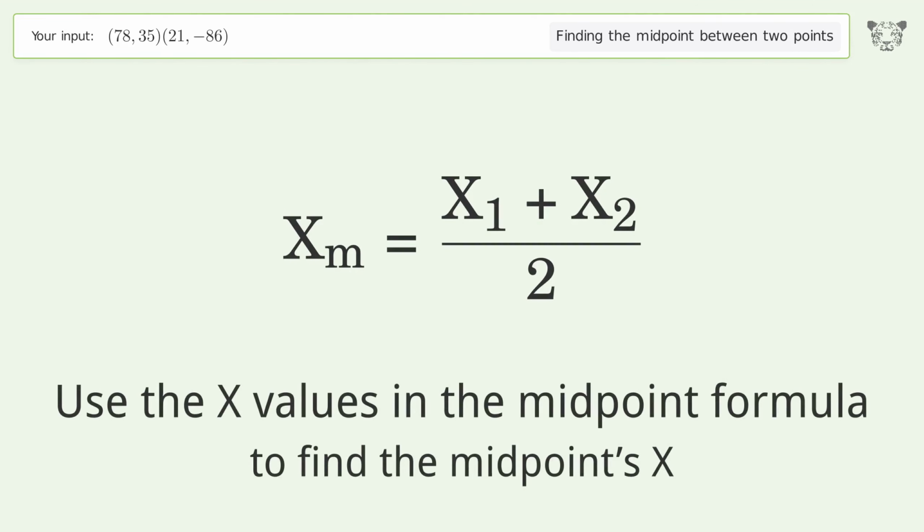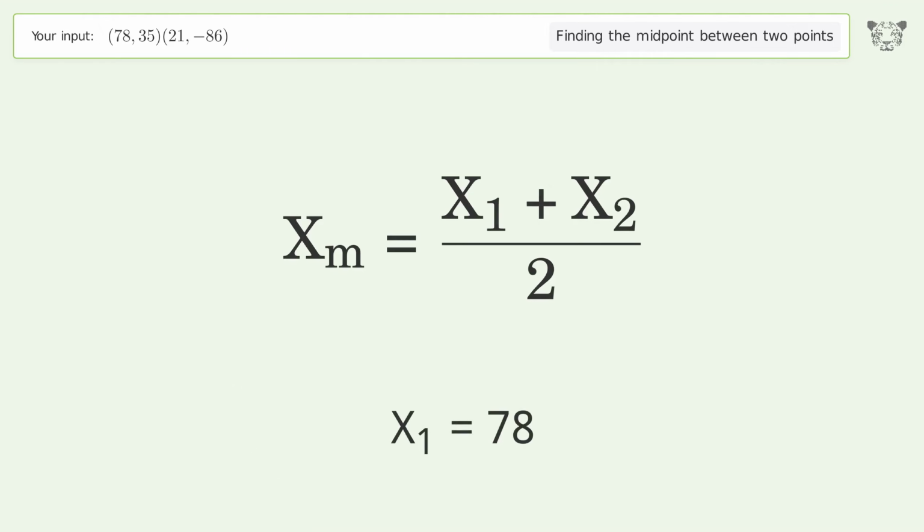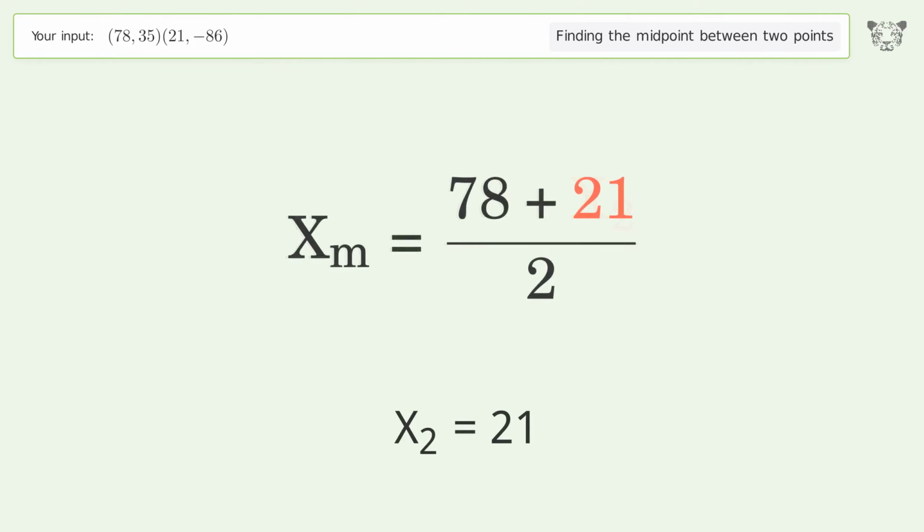Use the x values in the midpoint formula to find the midpoint's x. x1 equals 78. x2 equals 21. Simplify the arithmetic.